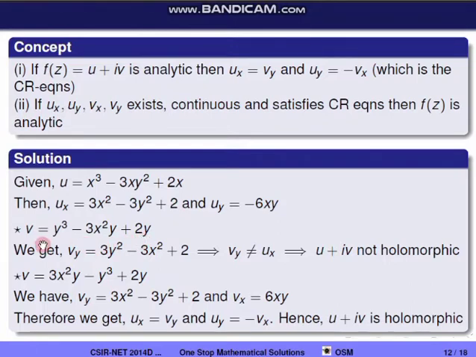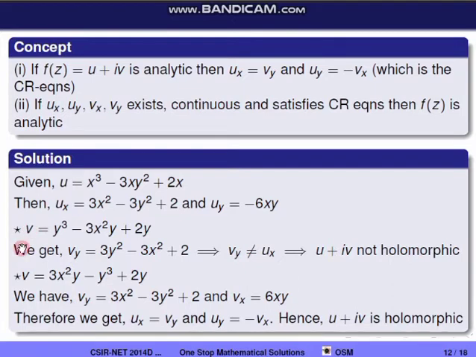So first option, v is equal to y cube minus 3x square y plus 2y. So first I am finding v y, that is partial differentiation of v with respect to y. So that is equal to 3y square minus 3x square plus 2. So if you see, we are not getting u x equal to v y, that is v y is not equal to u x. So this implies that u plus iv cannot be a holomorphic function. So this option cannot be correct.